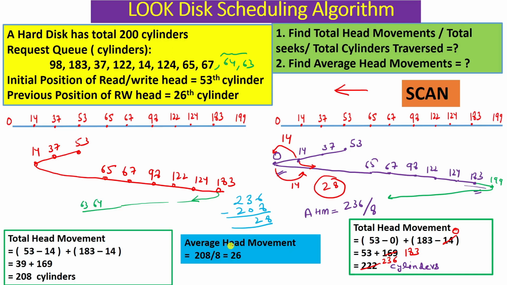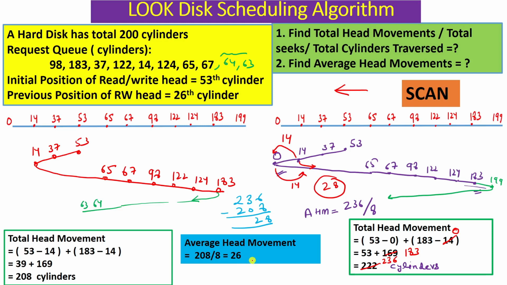So finally, the average head movement will be 208, that is this, divided by the total number of requests, that is 8 requests. So it will be 26. So on average, to fulfill any request, we have to traverse 26 cylinders. So yeah, this was all about the LOOK disk scheduling algorithm.